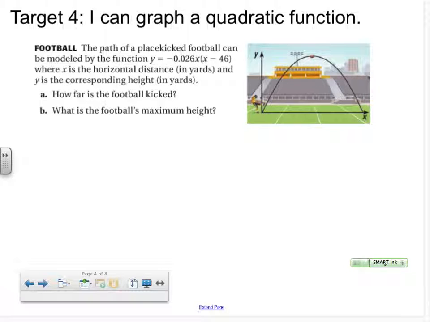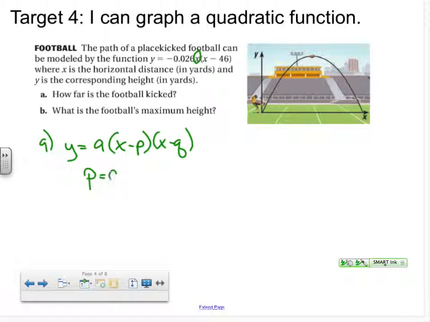All right, so let's look at this. We can find our intercepts. Remember, intercept form is a times x minus p times x minus q. Well, if we take a look, here is x minus p. There's no p there, so one of my intercepts is 0. You can see that on the graph. Another intercept, x minus q, is x minus 46, so q equals 46. That's right here.